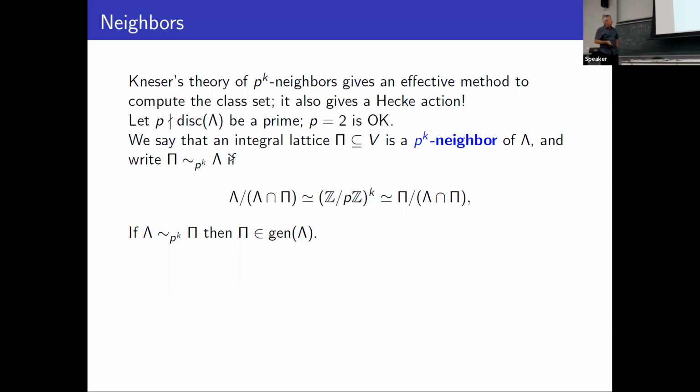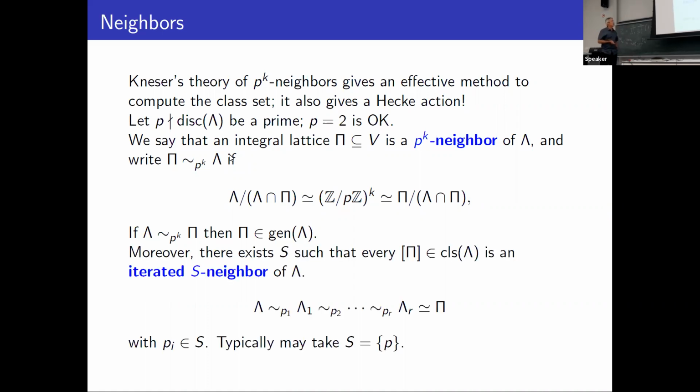So we notice that if we have two p-neighbors, then they're everywhere locally isometric. So we get another thing in the genus. And it's quite easy to produce p-neighbors and actually enumerate all of them. And moreover, we can use that method to produce the entire class set. So most often we can use one prime and just go over all p-neighbors until we produce all representatives of the class set. If you worry about termination, there are class number formulas for lattices, and we can know when we're done.